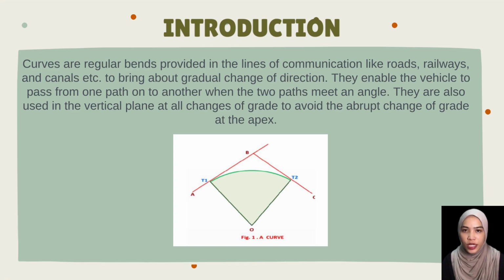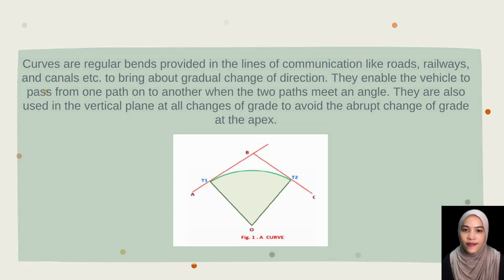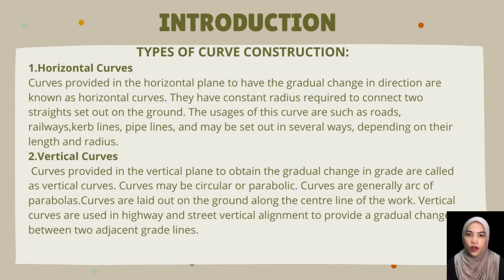01DKA21F1085. Here I want to present about introduction of curve ranging. Curves are regular bends provided in the lines of communication like roads, railways and canals to bring about gradual change of direction. They enable the vehicle to pass from one path to another when the two paths meet at an angle. They are also used in the vertical plane at all changes of grade to avoid the abrupt change of grade at the apex.